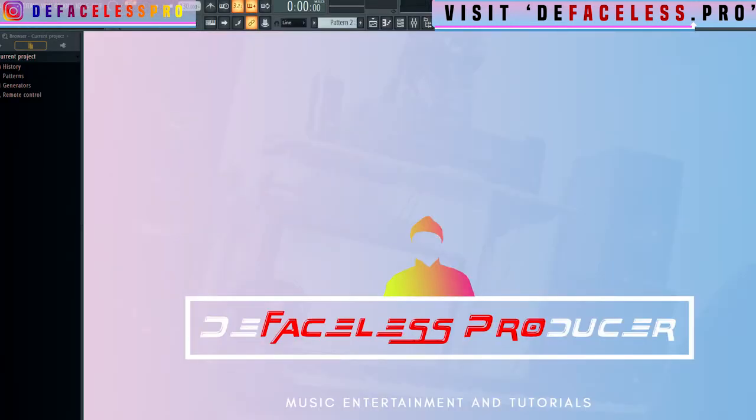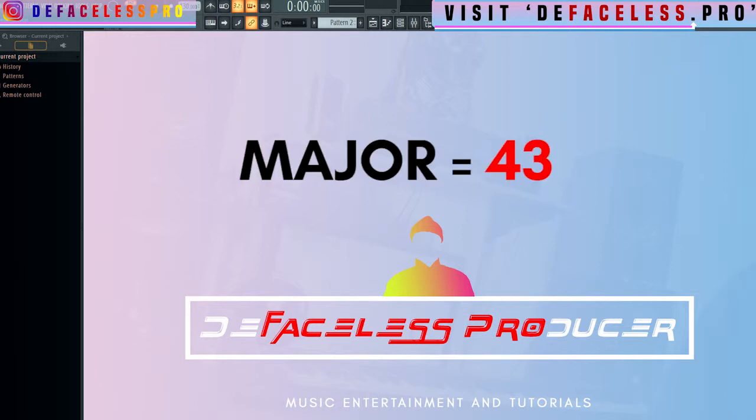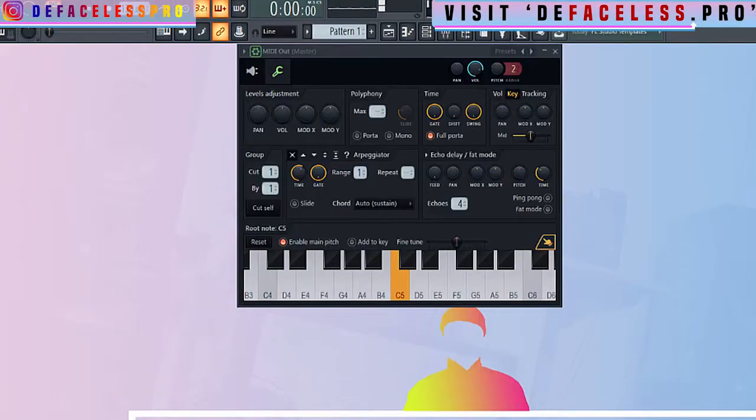Quick way to work out a major chord on any key that you press is to think of it as major equals 4-3. So whatever key you start from, you count 4 semitones to get to the major third, and then from the major third count another 3 semitones to get to the perfect fifth, and that will create your major triad.